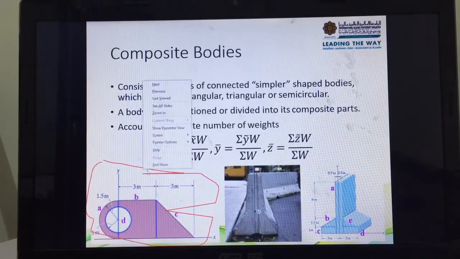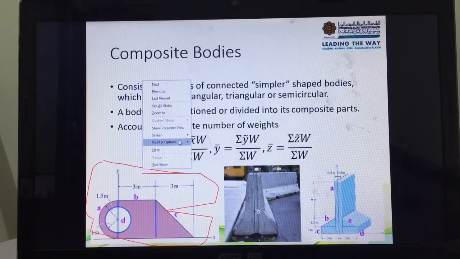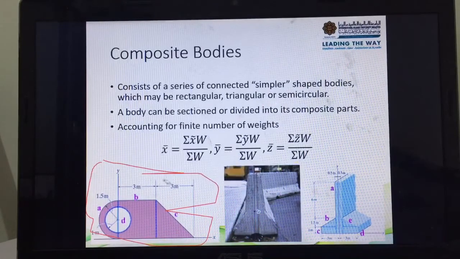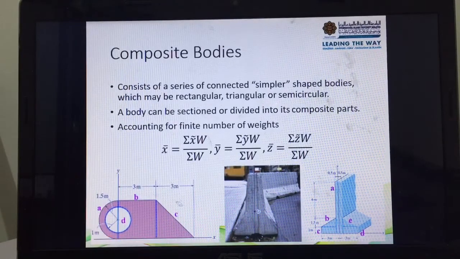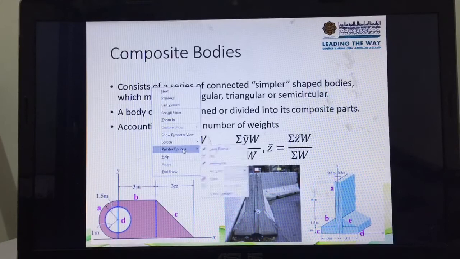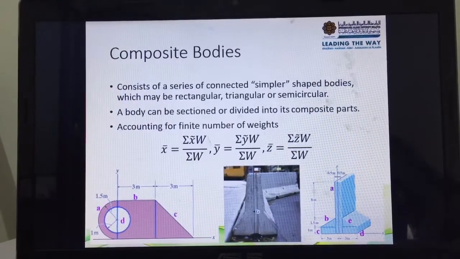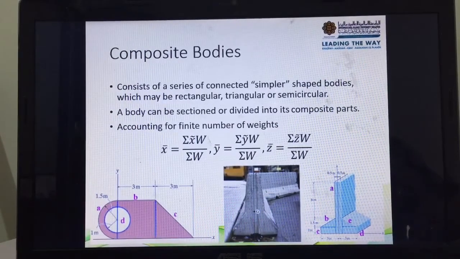This, it's not clear. Pointer, eraser, take back. Okay. Pointer, pen. Right. For instance, this one, right?